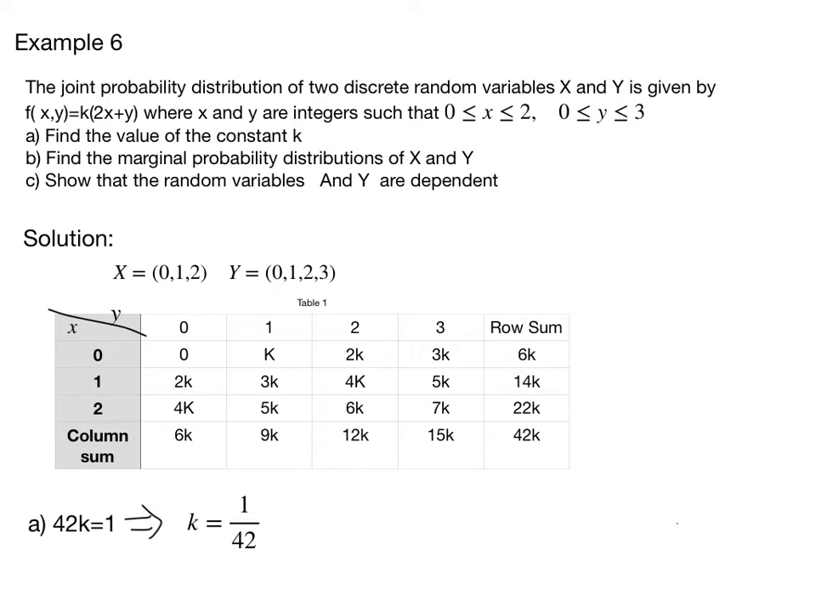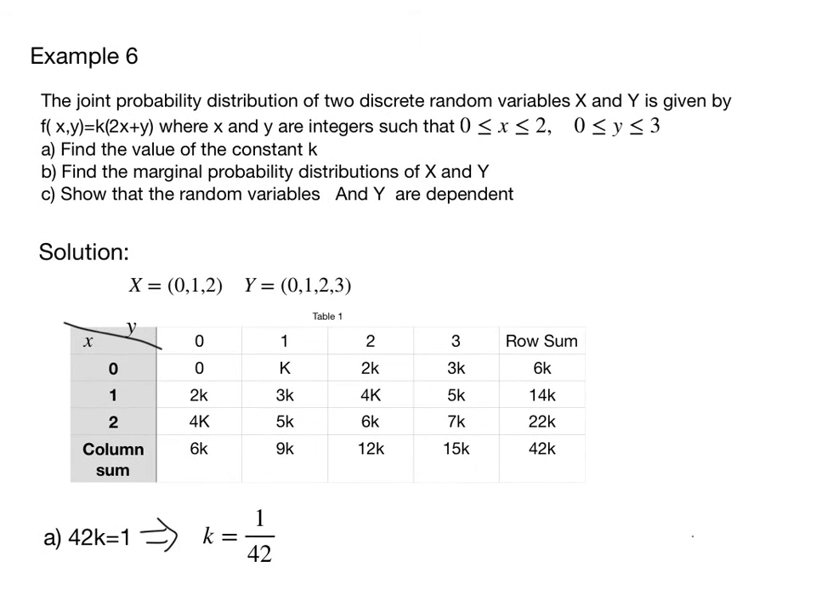So continuing the problems of joint probability distribution, here is an example. Find the joint probability distribution of two discrete random variables given by f of x comma y is equal to k of 2x plus y, where x and y take the values between 0 to 2 and 0 to 3 respectively. Find the value of the constant k, find the marginal probability distribution of x and y, and show that the random variables x and y are dependent. I missed x here, so find x and y are dependent.